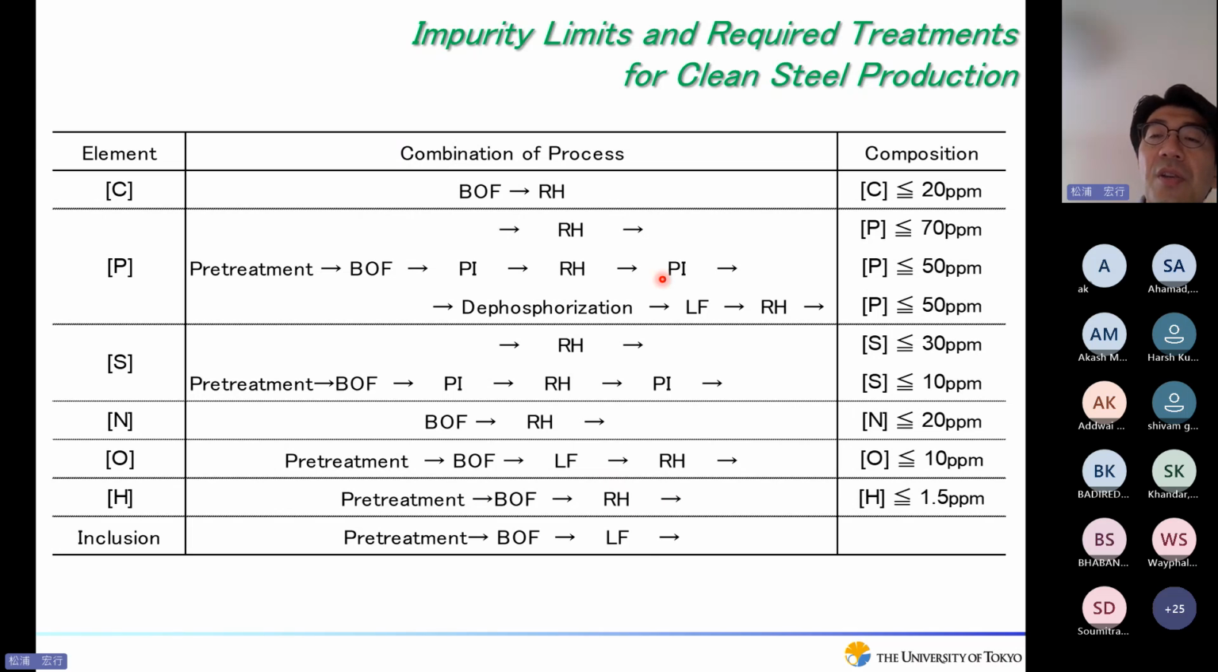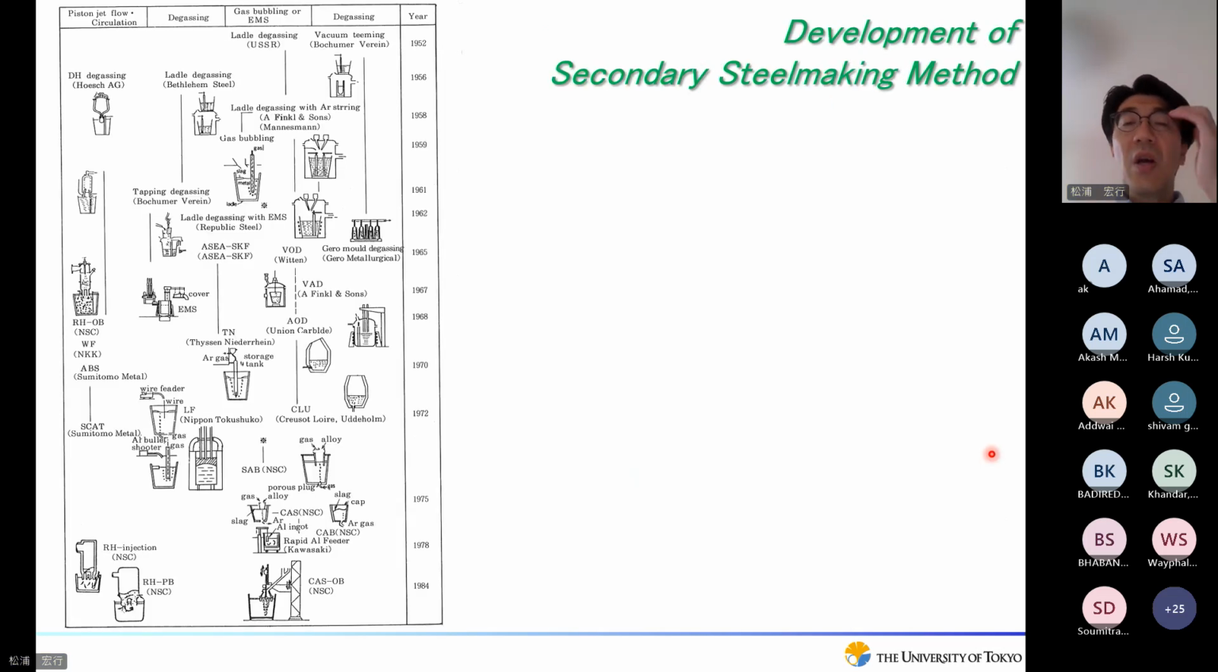So in order to achieve a very low concentration, or the necessary impurity level depending on the steel product, you need to choose processes like this. This is just an example showing the Japanese situation. But anyway, if you want to produce relatively low oxygen steel products, you need to use LF or RH, for example. So secondary steelmaking methods are quite important to achieve such high grade steel. And this table shows the achievements and developments of many secondary steelmaking processes after World War II.